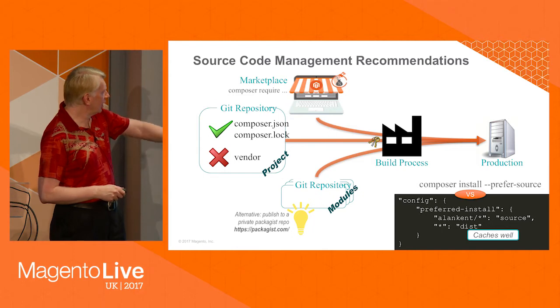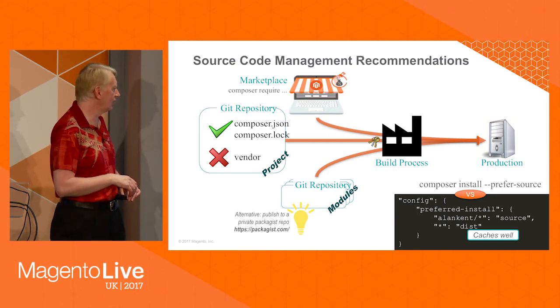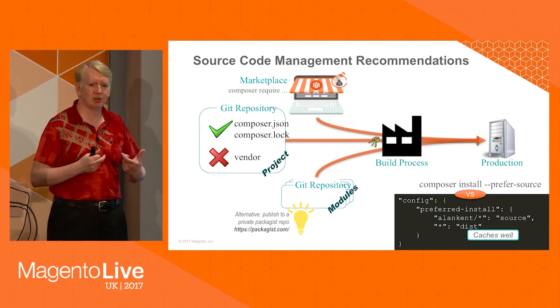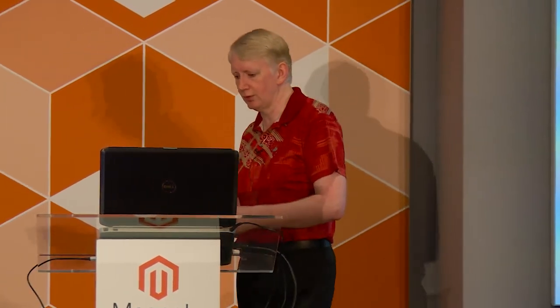But you can either say prefer source, but you can also, in the composer.json file, tell it your preference. So you can say like, all the things from my company, I normally want to get via Git, so I can actually make changes and commit the changes back. And all the other ones get via the distribution format, so it's more efficient to download and cache. So there's some options there with Composer to make your workflow a bit faster.